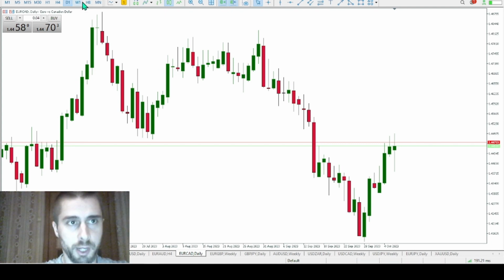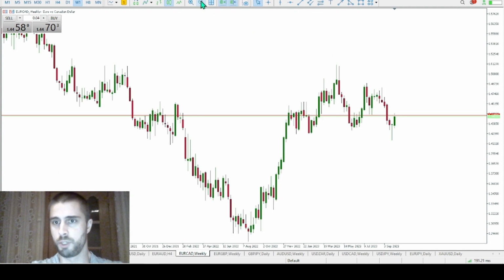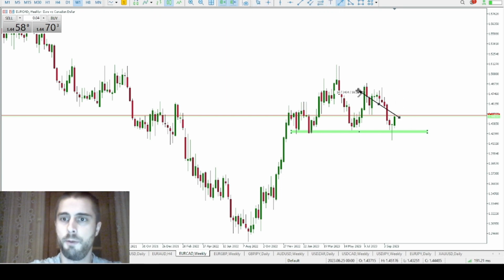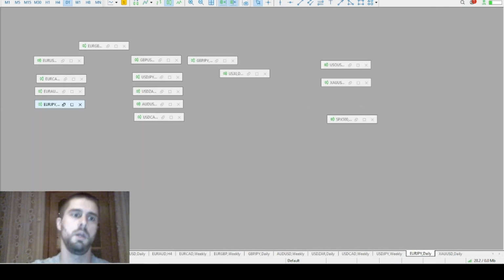We have EUR/CAD, which on the daily is not too interesting for me, but here we definitely have some pop above the last support, so that will probably continue to the upside, probably to test again these previous highs. And we currently are having consolidation between these two zones.